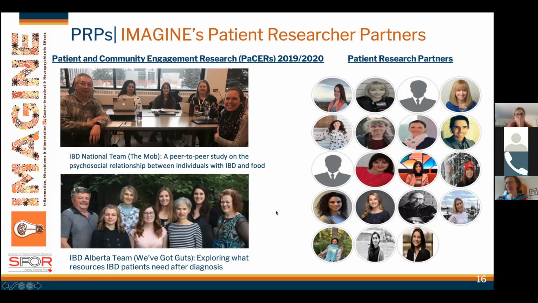And then on our right-hand side is all the patient research partners that have been involved with Imagine. Some of us from the beginning, where we helped with the proposal and submitting for the grant funding opportunity. So I believe we're at, well, quick math, 16, 17, 18, 19 people, plus the PACERs who are also part of the Imagine network. So just to say that it's not just 1 or 2 patients as partners. There's quite a few of us that are doing many different things across the network.